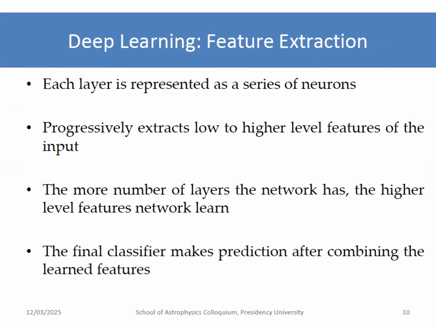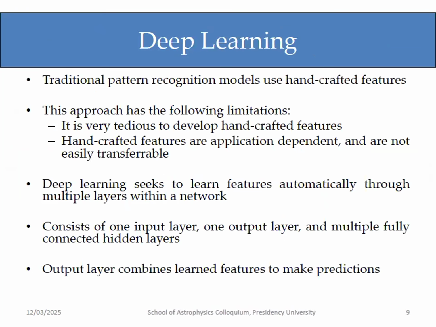So that's why, instead of traditional pattern recognition, which has limitations because we have handcrafted features, you can have very rich descriptors. So deep learning seeks to learn features automatically through multiple layers. I have some slides where I will show how these multiple layers work.